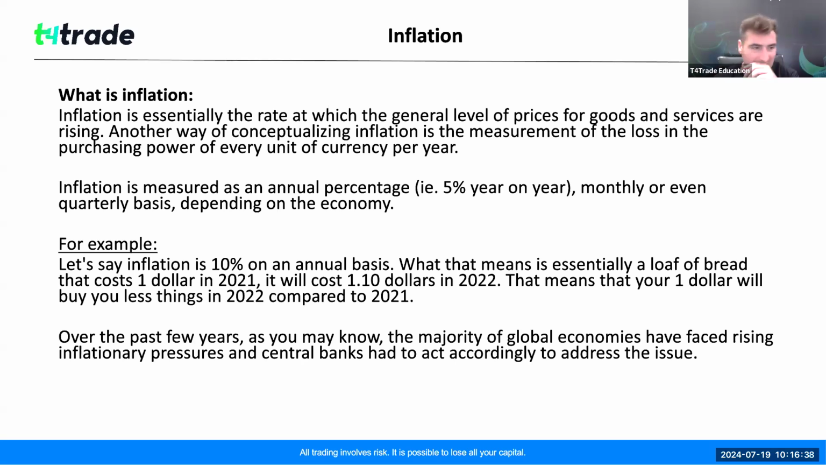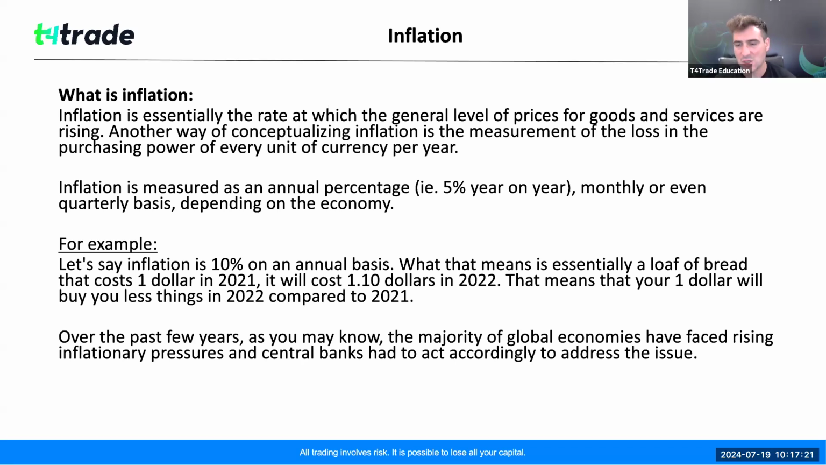So again, moving back to the example, to understand what inflation is. Let's just say, for the sake of the example, that inflation in general is at 10% on an annualized basis. What that means is essentially that a loaf of bread, because inflation calculates the general level of prices for goods and services, is a good example. Bread is one of the most common and most widely used items out there. We take that widely used product and we make assumptions out of it. This is what we're trying to do in this example.